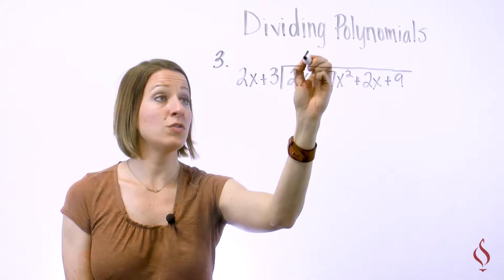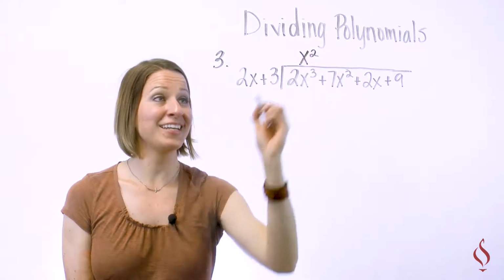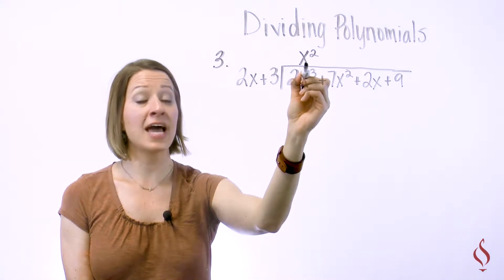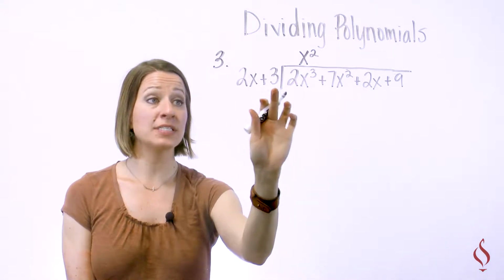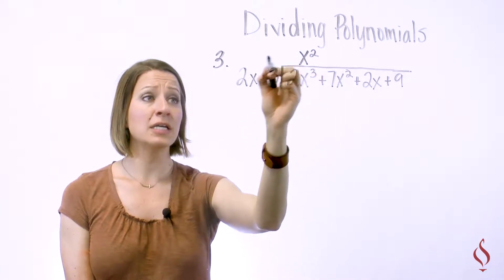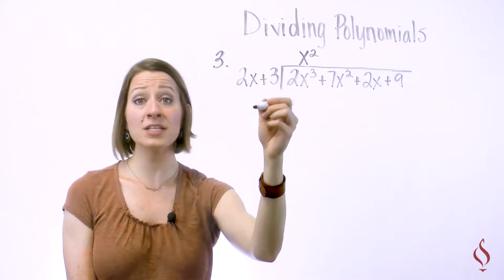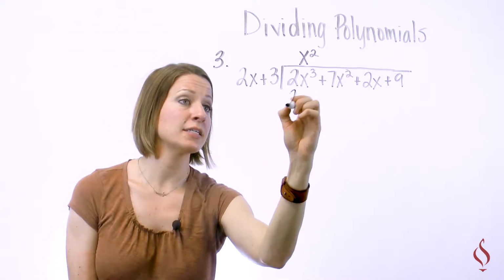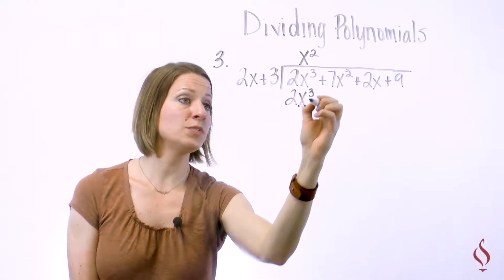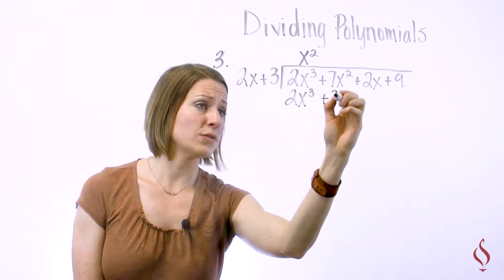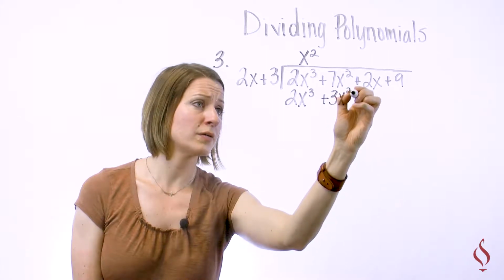Okay. Hopefully you are thinking what I am writing, an x squared. Next, you're going to multiply that x squared twice because this is a binomial. So it's really like using the distributive property right there. X squared times 2x is 2x cubed. And then x squared times that 3 is 3x squared.